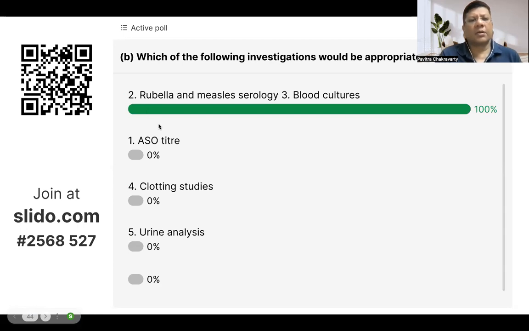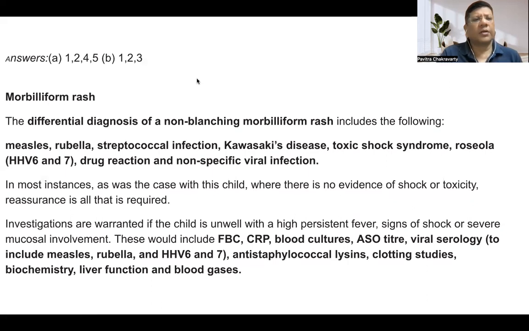I guess, sorry, this may not come across in a good way, but I think most people are saying rubella and measles serology. So no ASO titer and all that. Most of the people are answering rubella and measles serology. So let's see what's happening. 1, 2, 4, and 5 was the first one, and 1, 2, 3 is the second. But let's go through this.